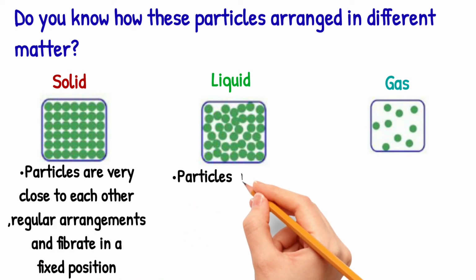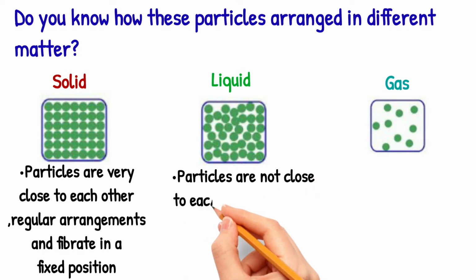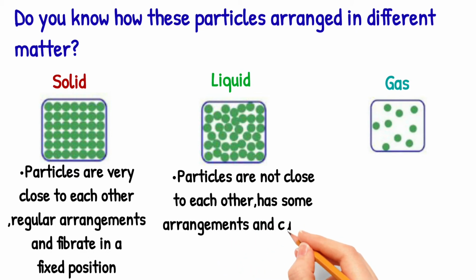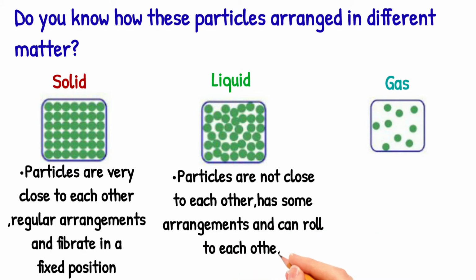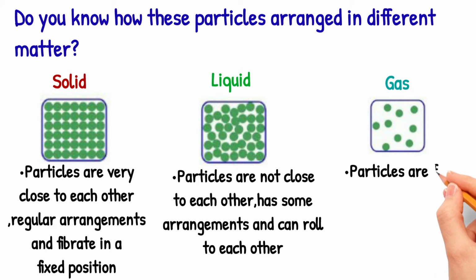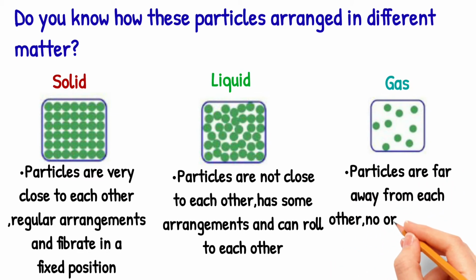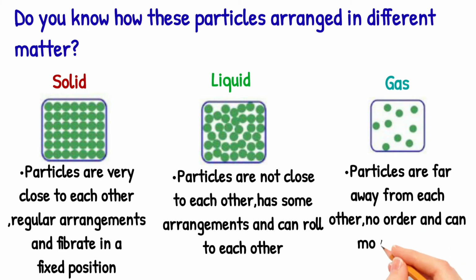So for liquid, the particles are not close to each other, have some arrangement and can roll over each other. And for gas, particles are far away from each other, have no order and can move freely.